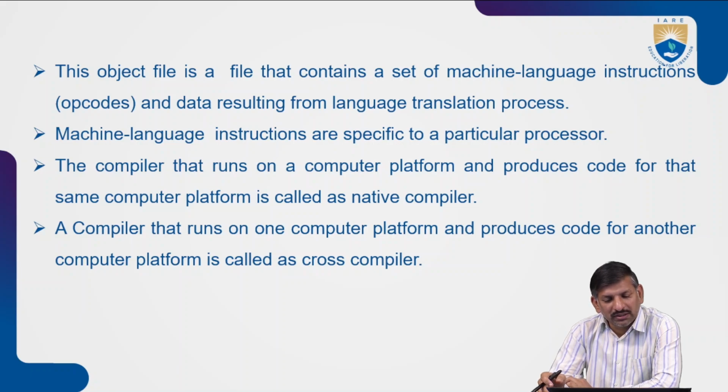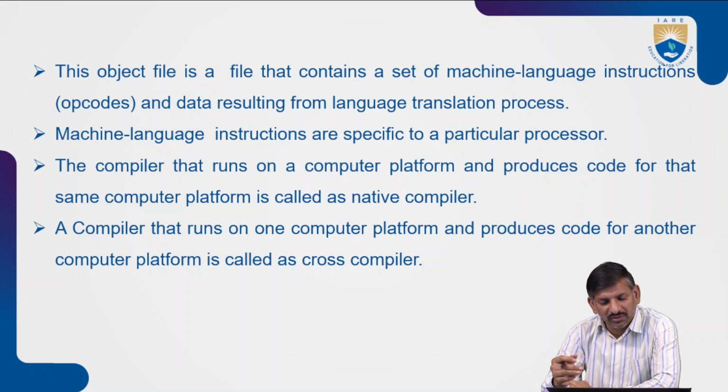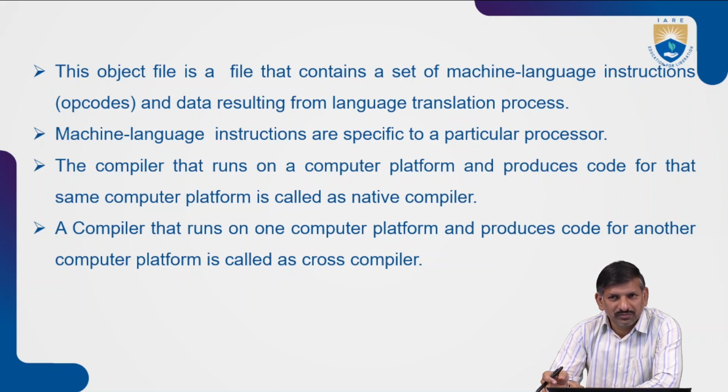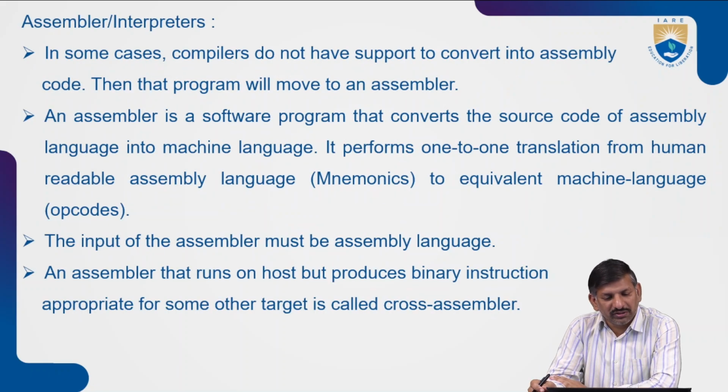The compiler that runs on a computer platform and produces code for that same computer platform is called a native compiler. So same processing element means we are using a native compiler. Other processing element design means that is a cross compiler. A cross compiler is a compiler that runs on one computer platform and produces code for another computer platform.